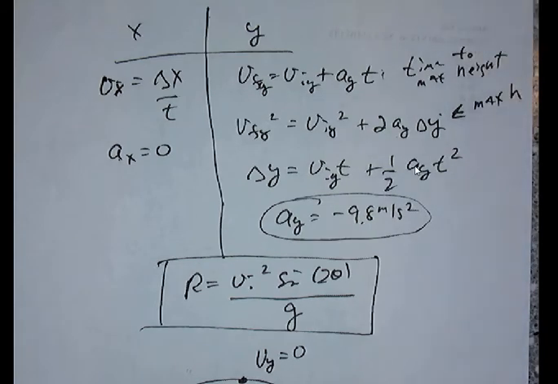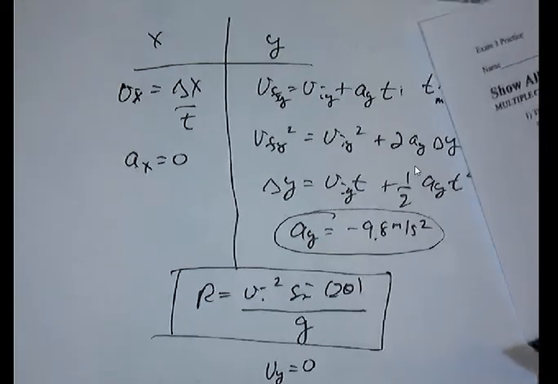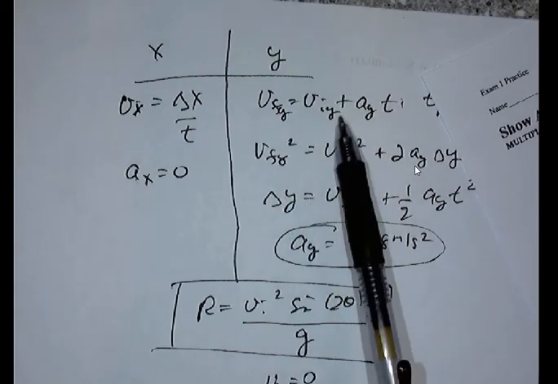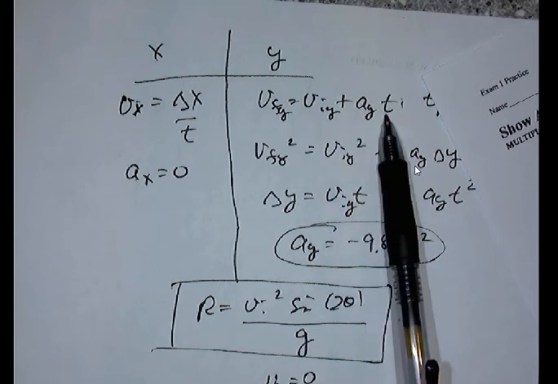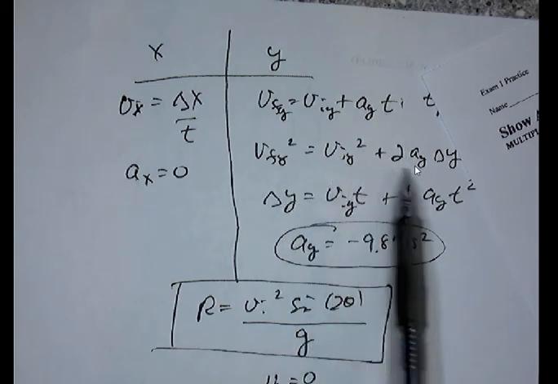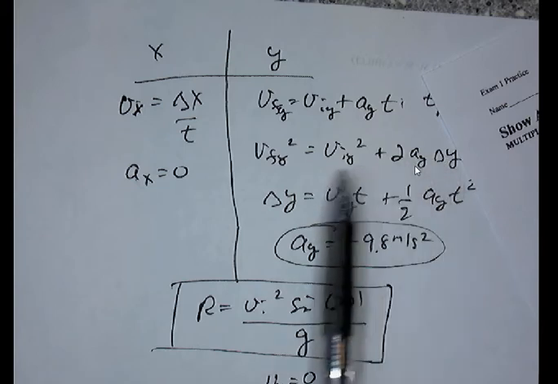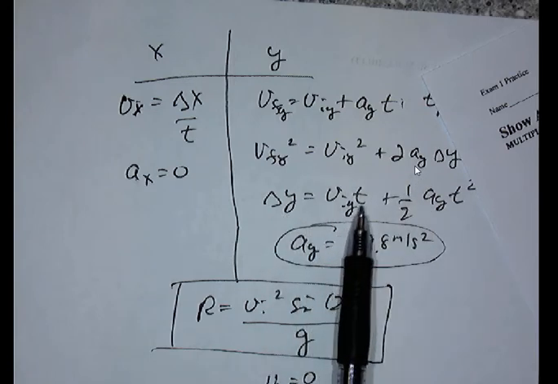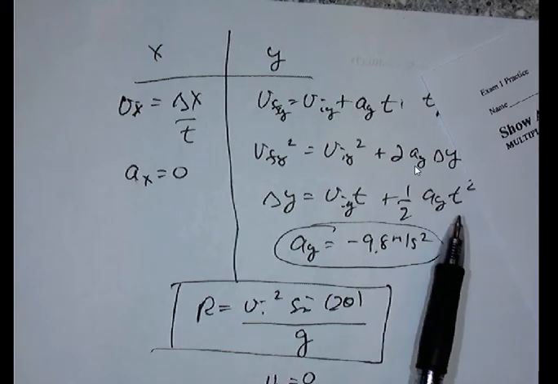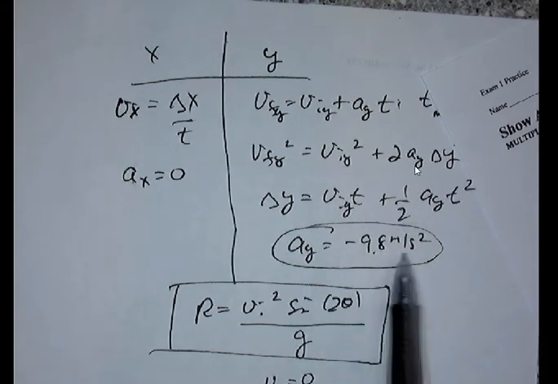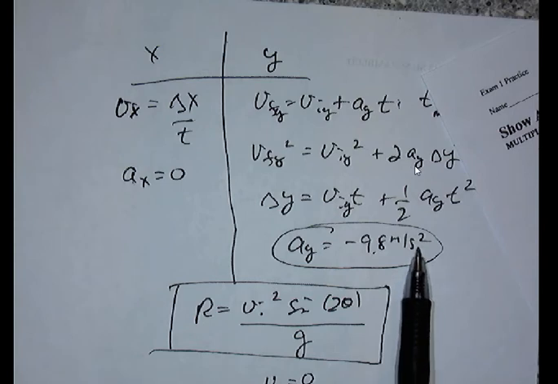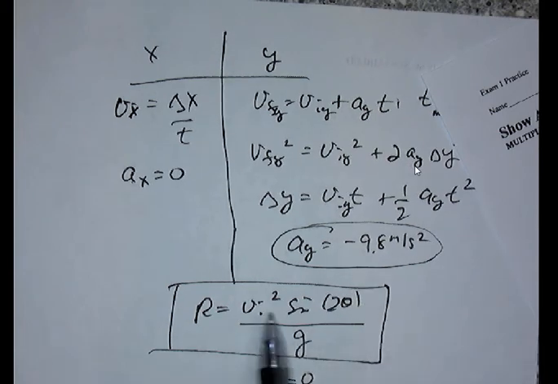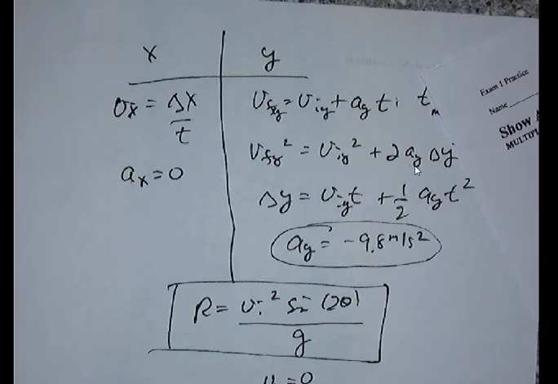In the y direction, we have all the kinematics equations. The final velocity is equal to the initial velocity plus at, the final velocity squared equals initial velocity squared plus 2a delta y. And I put the y's here just to emphasize I'm talking about the y direction. Delta y equals initial velocity times time plus 1/2 at squared. And here the acceleration is negative 9.8 meters per second squared. Okay, so the thing that ties the x direction and the y direction together is the time. And we also see the range equation. We've just gone over that in the previous problem.